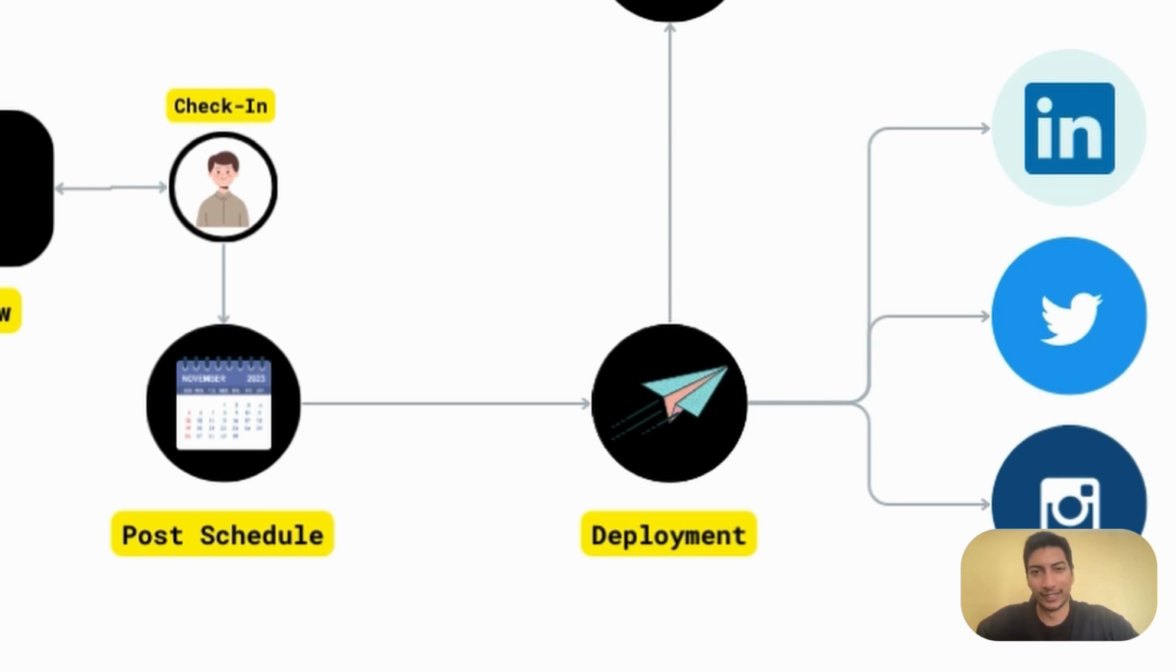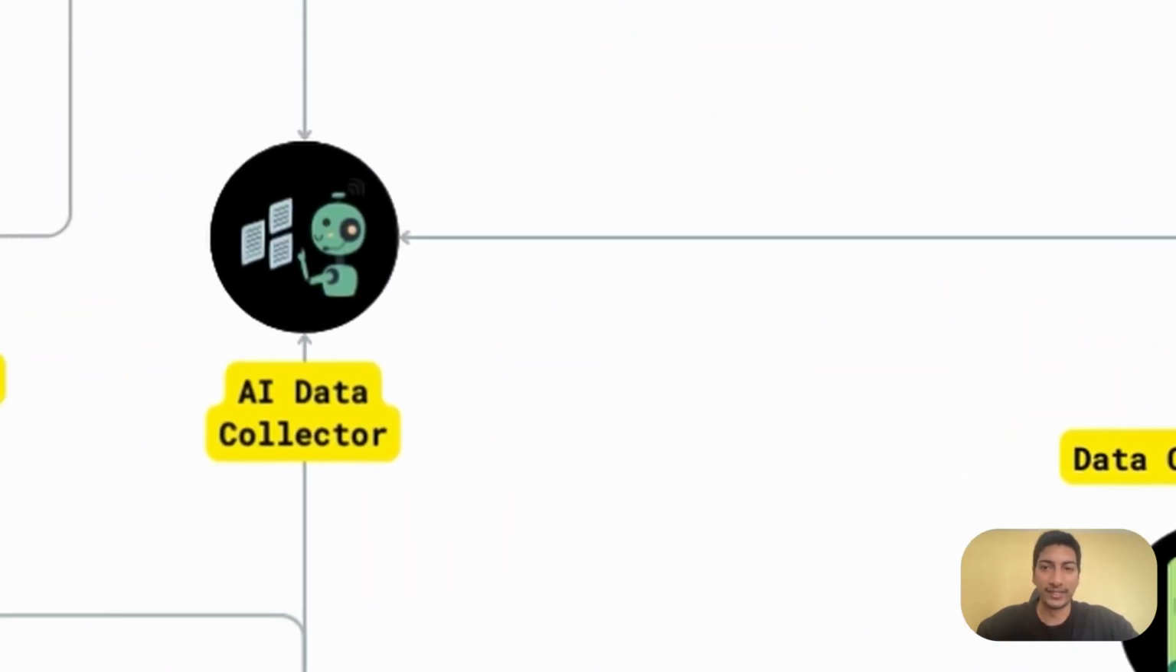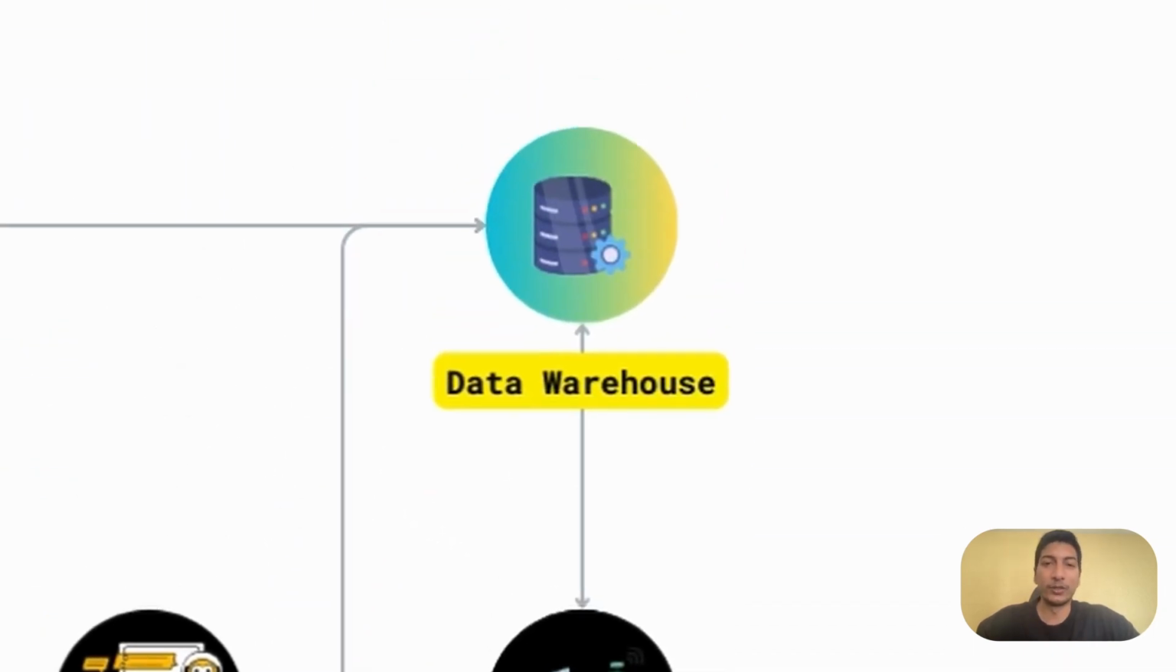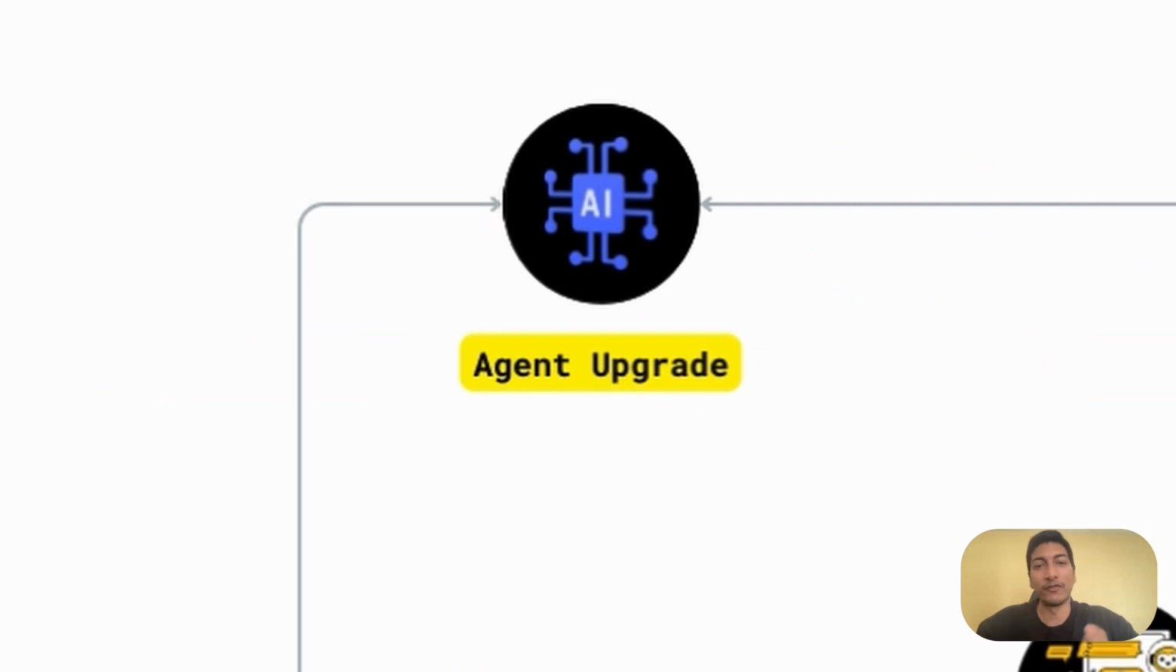Now you'd think we're done, but to be honest, we're just getting started. With your permission and assistance, we collect the post data and store it in our warehouse. This data is given to Agent Upgrade, who is responsible for improving Baani's capabilities so that it becomes much better at serving you in the future.